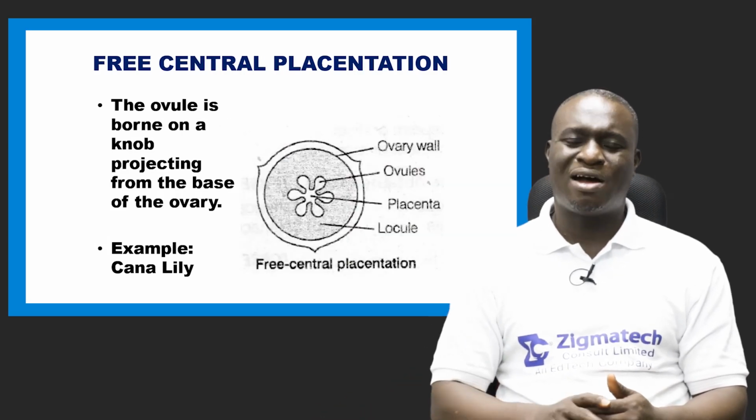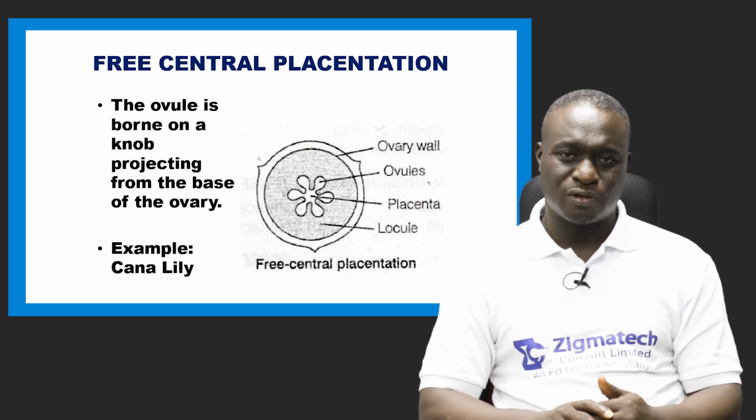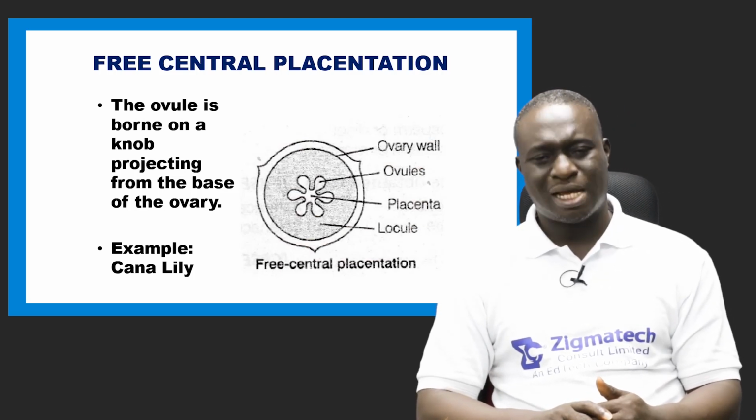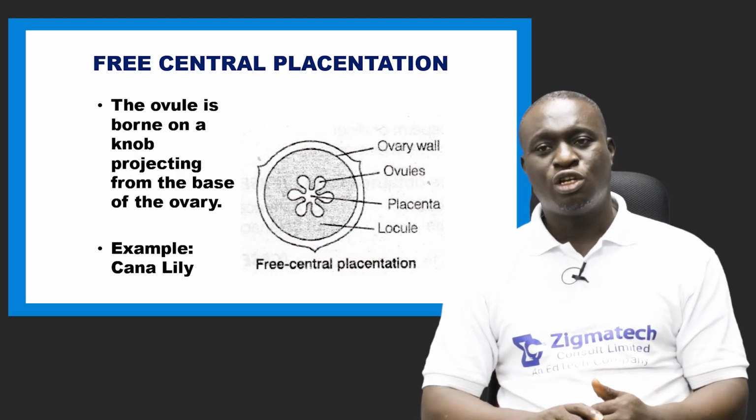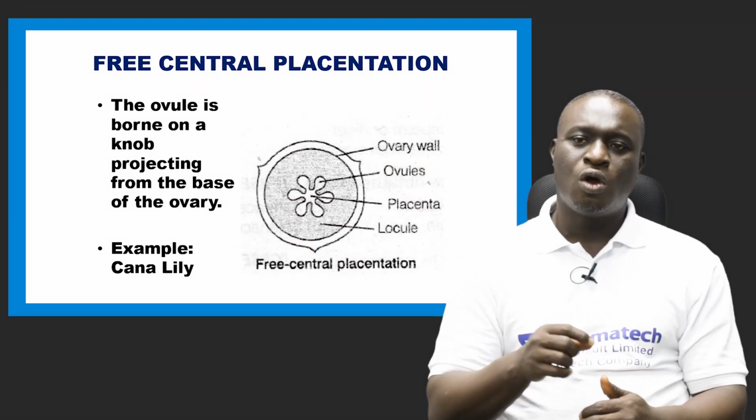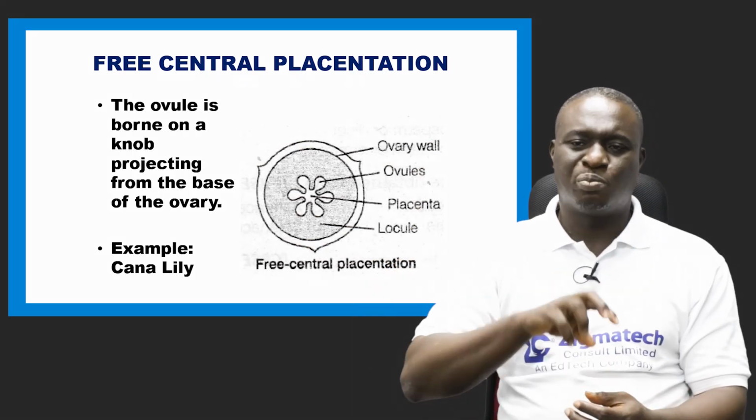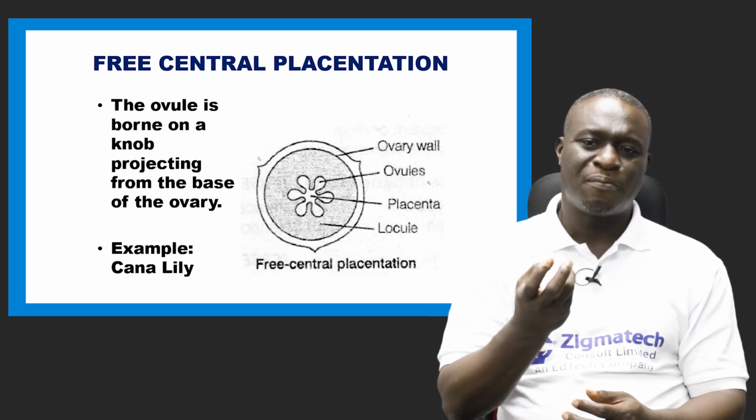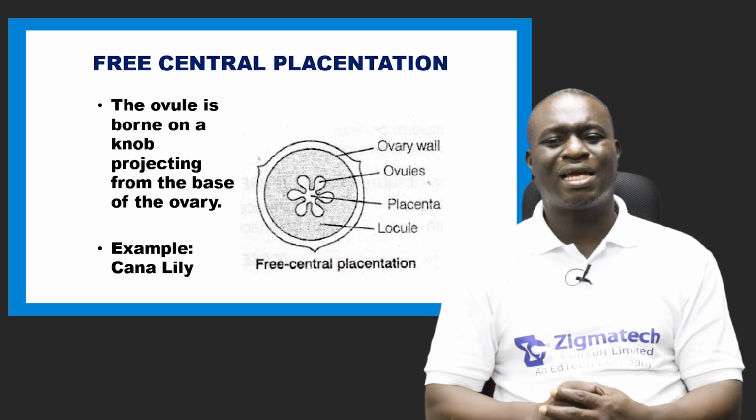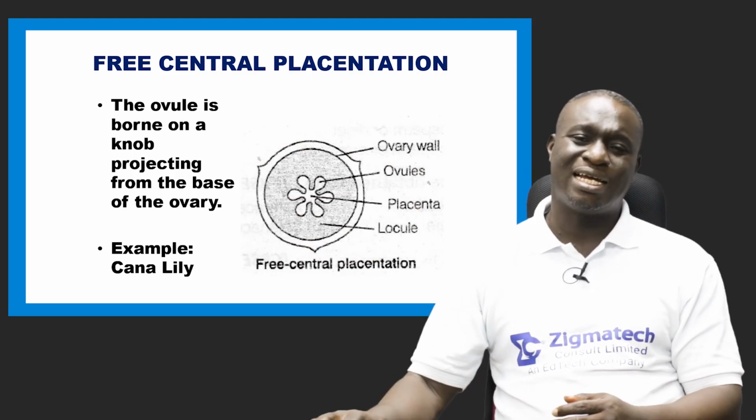And then also we have the next one, which is free central placentation. In free central placentation, the ovule is borne on a knob projecting from the base of the ovary, just like you see something like a knob. You see that also, for example, in canna lily.